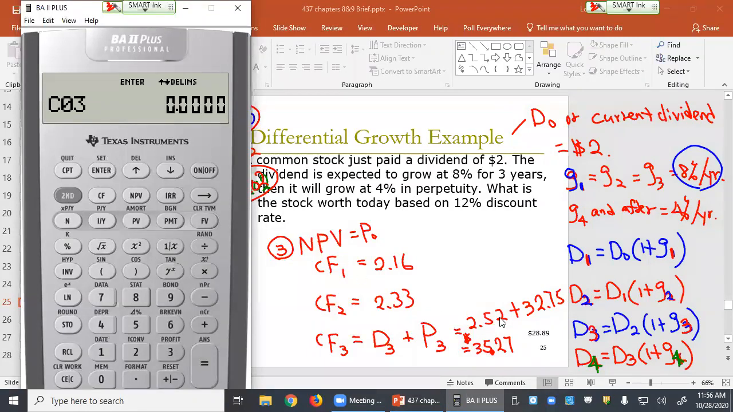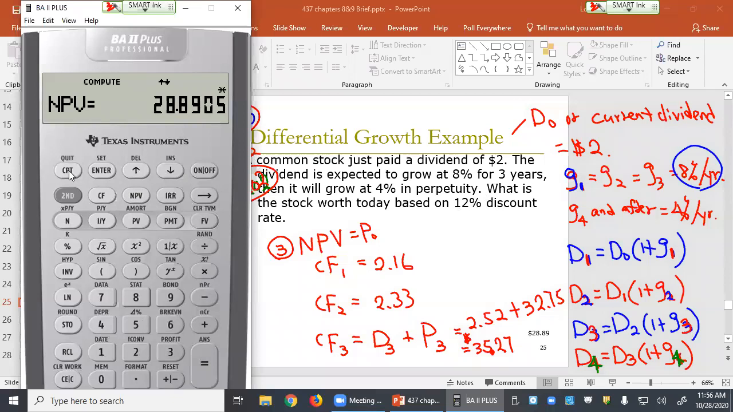My cash flow 3, if I want to double check my calculation, I can do that calculation here. 2.52 plus 32.75 equals, okay, so it is $35.27. So I will now press enter. Now to calculate for the NPV or P0, I press the NPV, enter my discount rate, and we're told that the required return or discount rate is 12%. So I'll press 12, press enter, down arrow for just one time. When we see the NPV on the screen, we'll press compute.